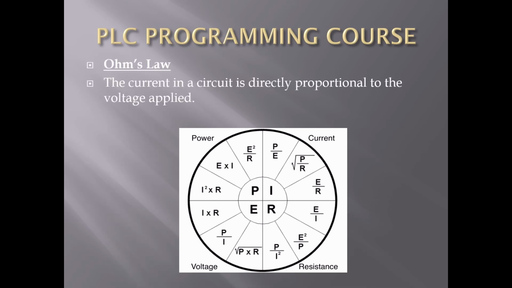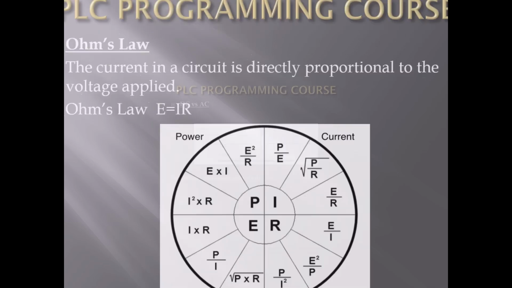Ohm's law. The current in a circuit is directly proportional to the voltage applied. Here on this chart, you can see Ohm's law is stated in several variations based on the algebra. E equals IR, as we all know, is Ohm's law.